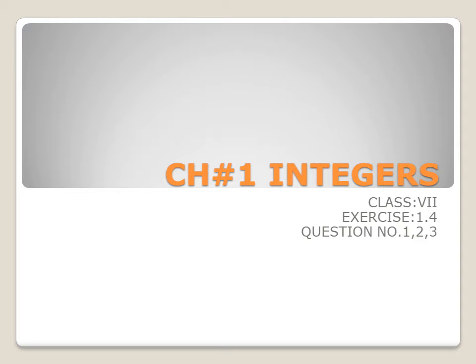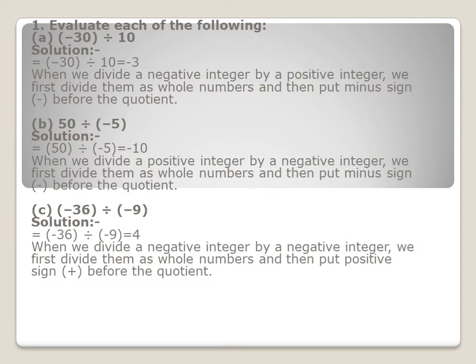Today also we will solve the questions from the integers chapter, exercise number 1.4. We will solve questions number 1, 2, 3. There are many bits in all these questions, so I'll show you a few bits. The remaining bits you can complete by yourself. Question number 1: there are bits from A to I. I'll show you A, B, C. The remaining bits you can complete by yourself.